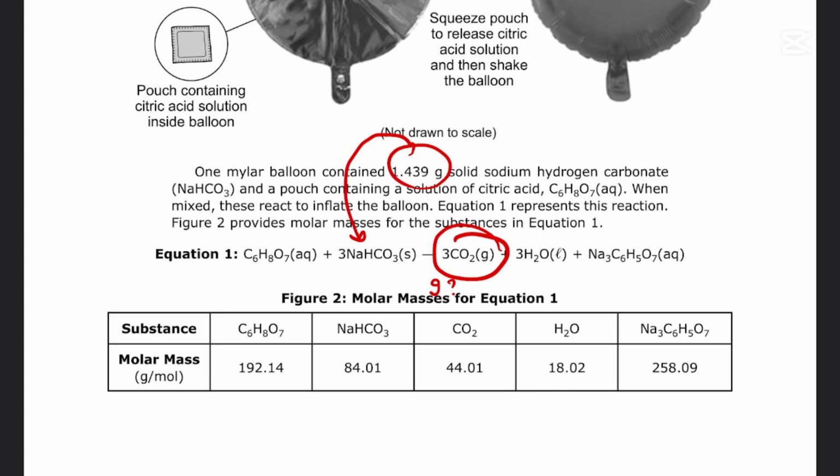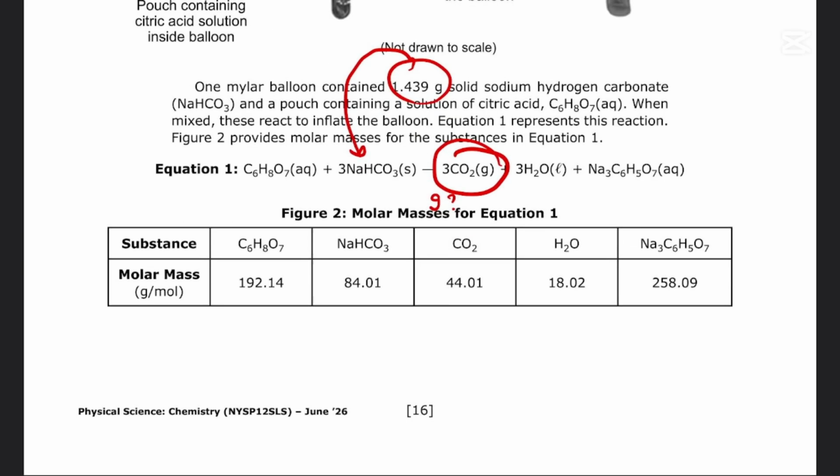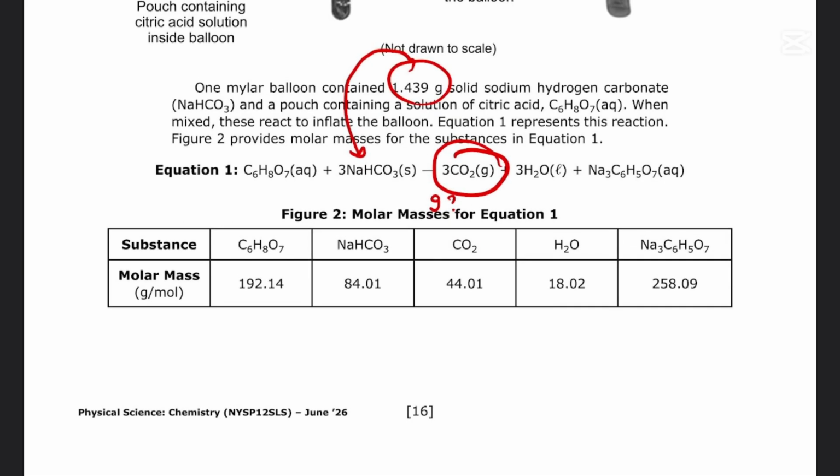Okay, so we got to do some really fun dimensional analysis here. So I'm going to do all the work on this page because I have the information, but know that we're going from grams of sodium hydrogen carbonate to grams of CO2. This is a dimensional analysis problem where we need to start by writing 1.439 grams of the NaHCO3 over 1.